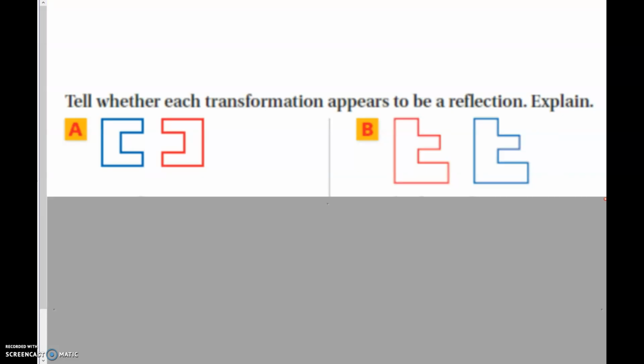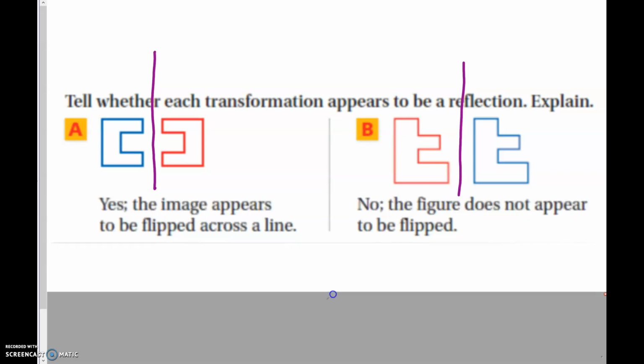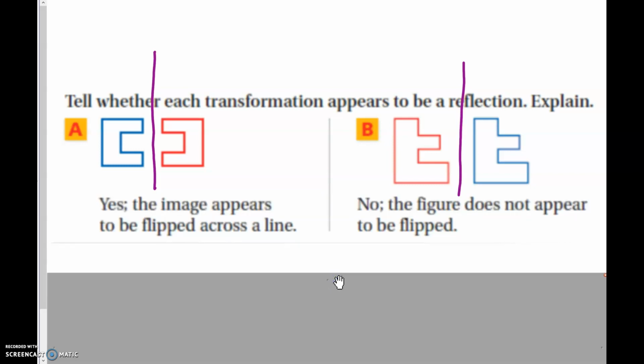All right, so does this transformation appear to be a reflection? So is there a line that we can reflect this across? Is there a line that this reflects across? And the first one is yes, it does appear to be flipped across the line, and letter B, it's not. This would be a slide, what we were doing in lesson 4-1.